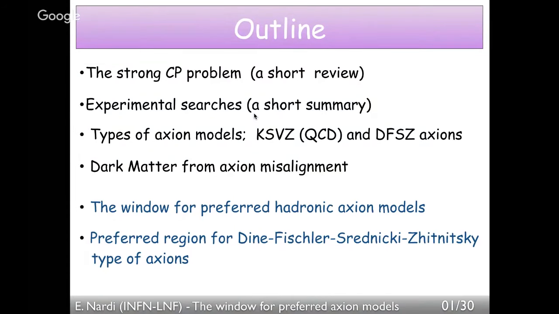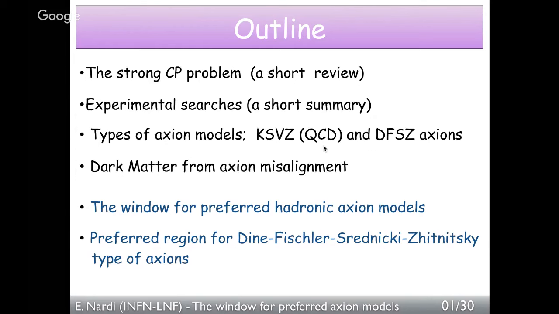I will give a short review of what is called the strong CP problem. I will browse through the various experimental searches, the ongoing ones and the searches that are planned for the next years. I will describe the main types of axion models, generally denoted as KSVZ, or hadronic axion models, which refers to a single type, and the Dine, Fischler, Srednicki, Zhitnitsky, DFSZ axion models.